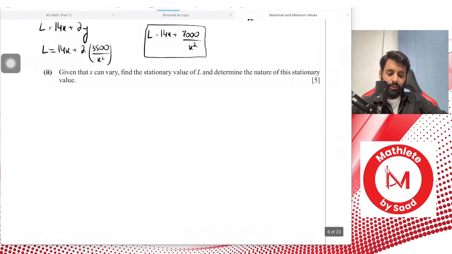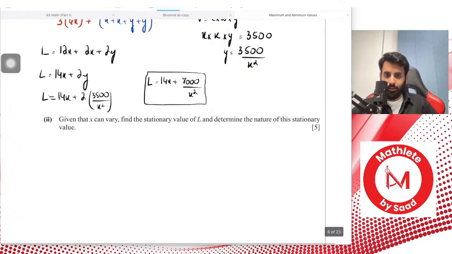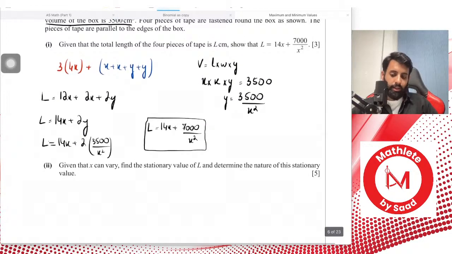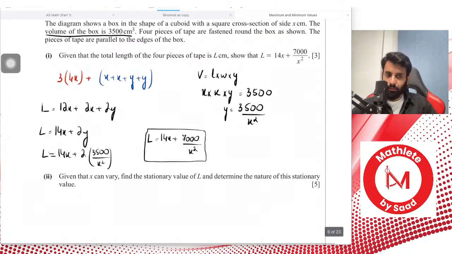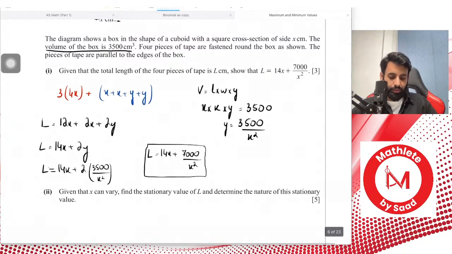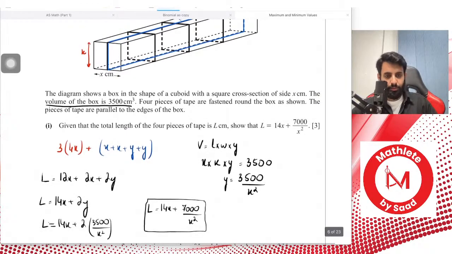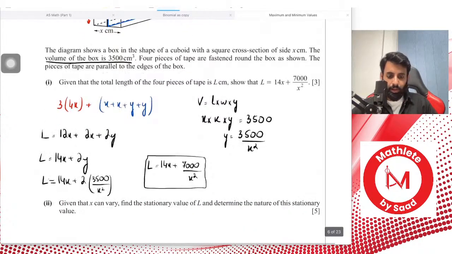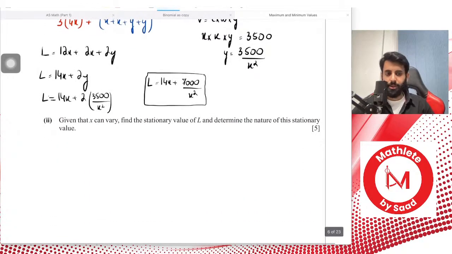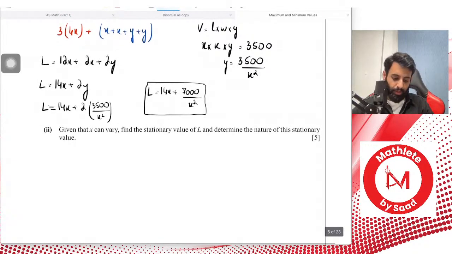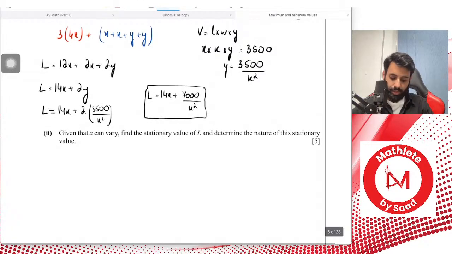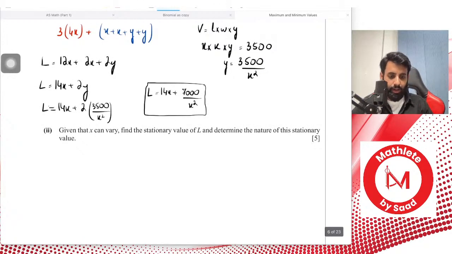Part 2 says, given that x can vary, find the stationary value of L and determine the nature of this stationary value. So like I said earlier, whenever you come across a question like this, the next part will definitely be followed by the question telling you that it can vary, and you are having to find the stationary value of whatever, length, width, area, volume, whatever. So let's do this question. Let's see what it says. So we have to determine the nature of the stationary value and also the stationary value.